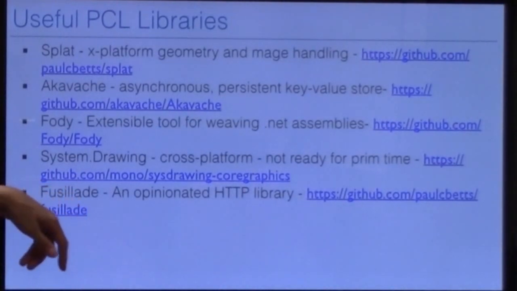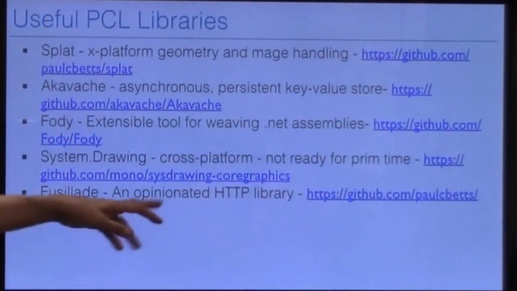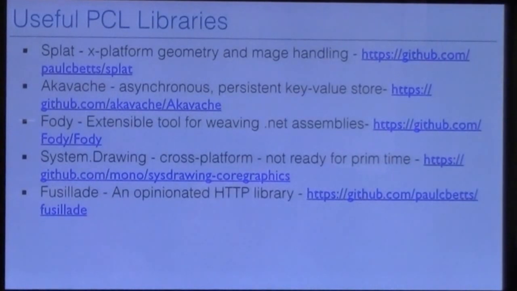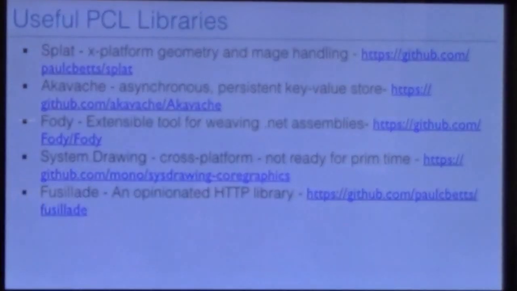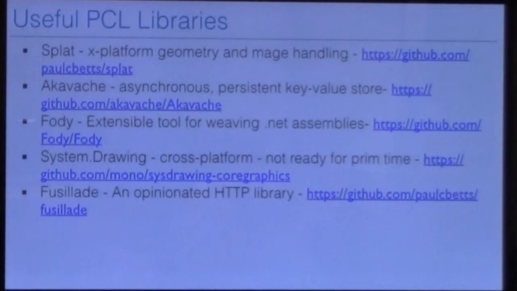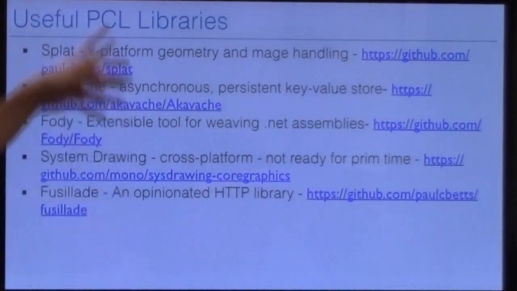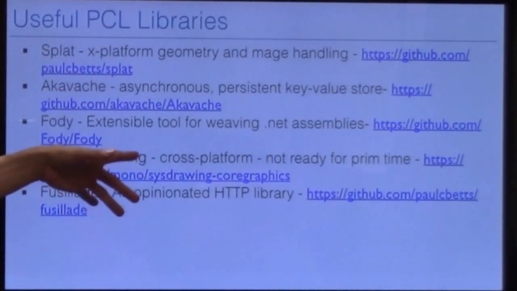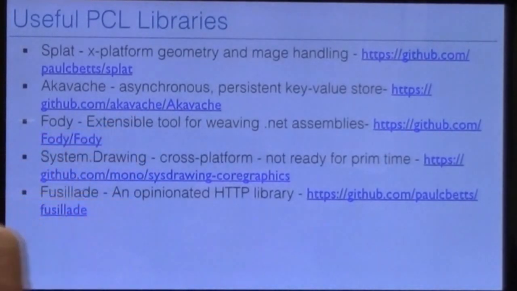Fusillade is another one that I just found out about. It's by Paul, and it's really nice for HTTP, asynchronous fetching of things, automatically making sure that if somehow you get 2 requests for something, it only makes 1 request. It does caching. It does a lot of cool stuff. Check it. Those are all free. They're all on GitHub, and they're all portable class libraries, so you can use them in all projects. People have done a lot of good work.